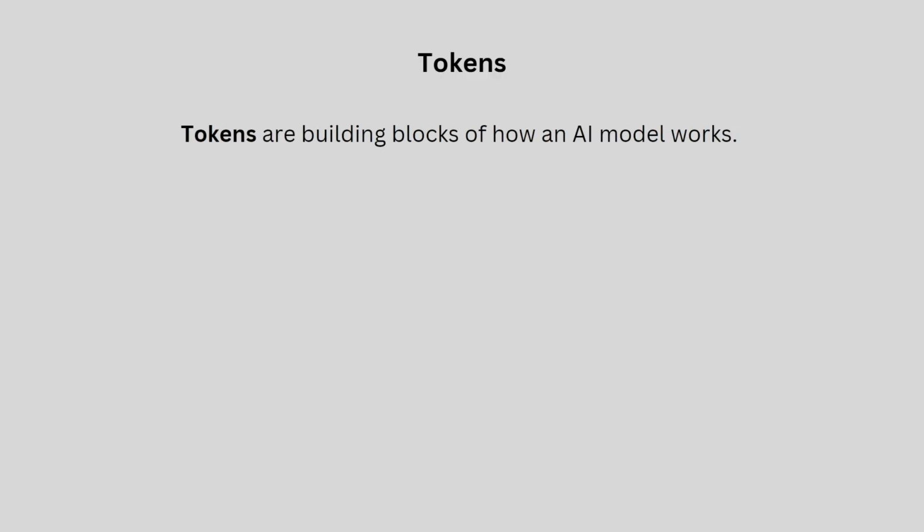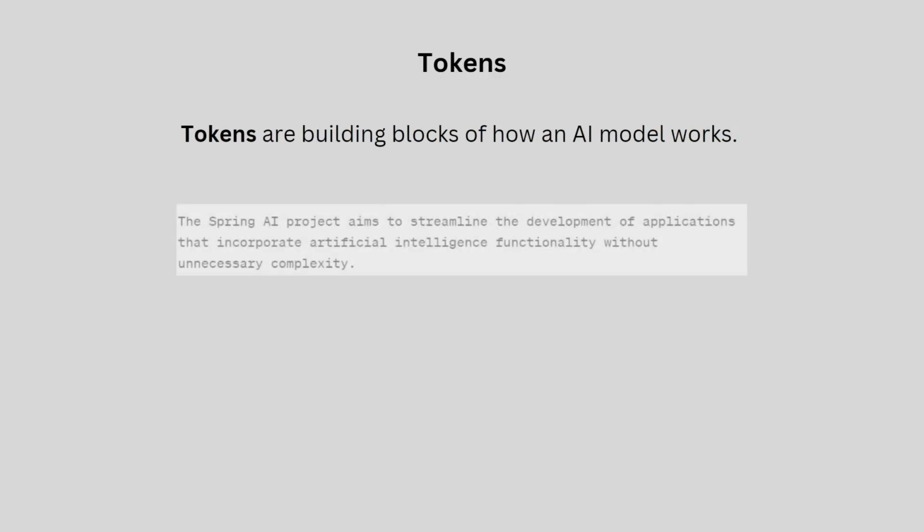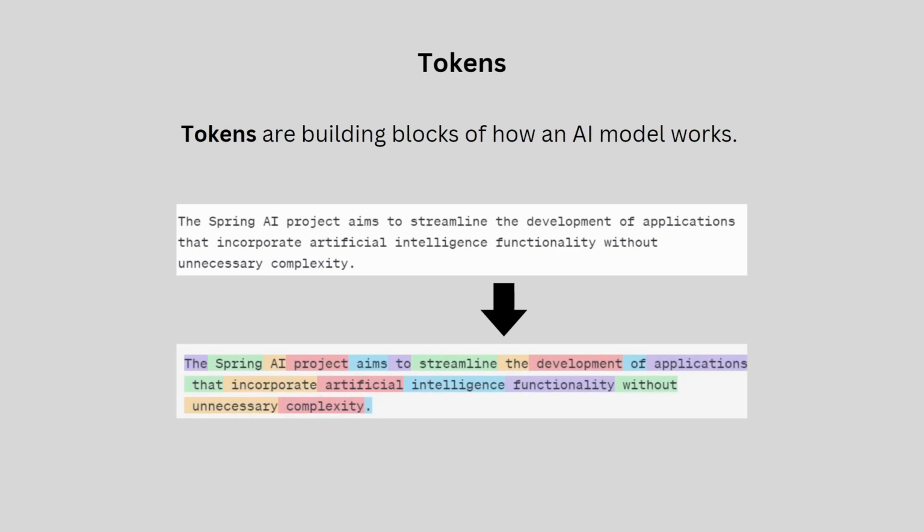Tokens are the building blocks of how an AI model works. On input, models convert words to tokens. On output, they convert tokens back to words. And we will be charged based on the total number of tokens used.